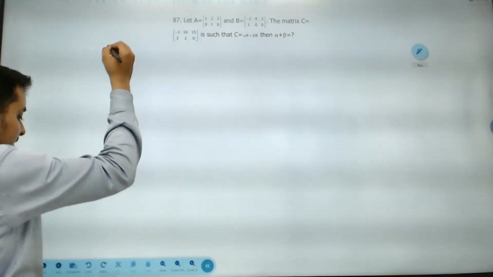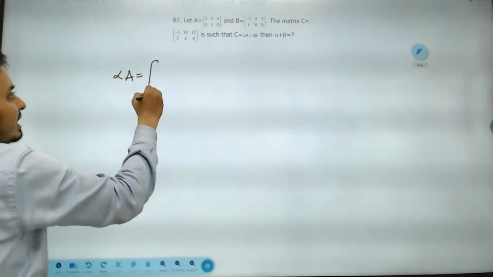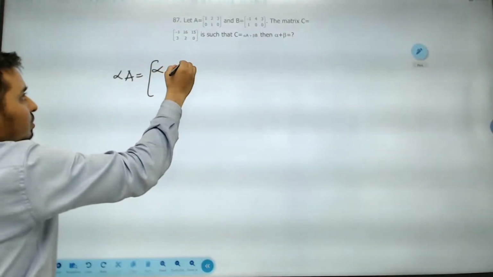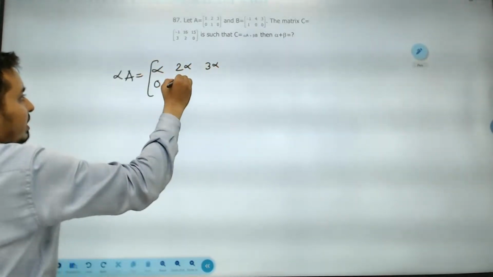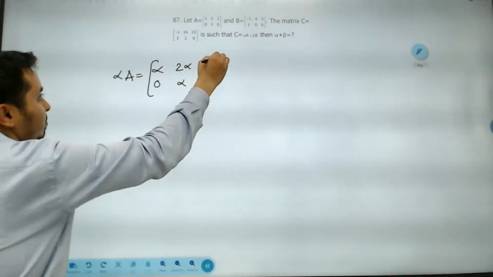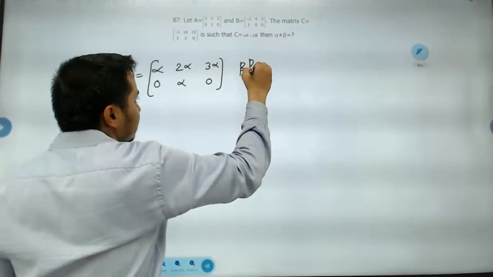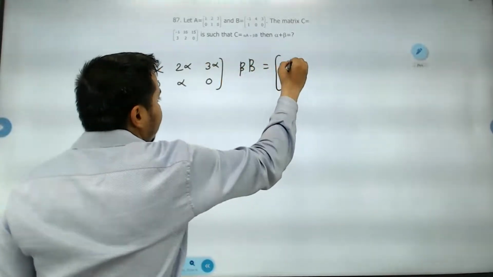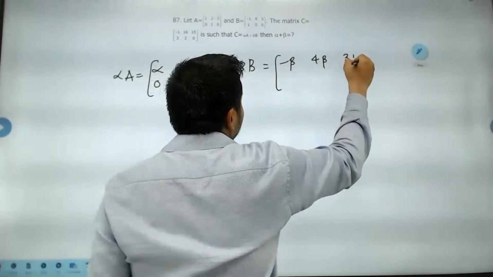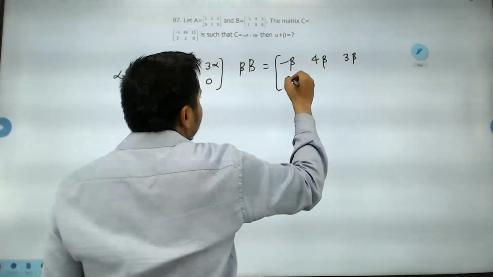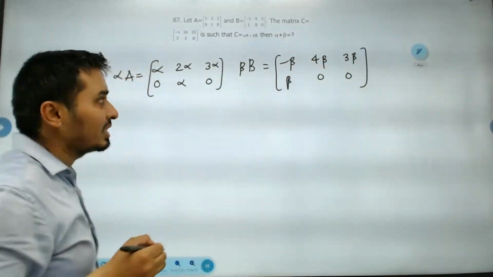So let's do it. For alpha A, we'll be multiplying every number here by alpha. So we'll get alpha, 2 alpha, 3 alpha, 0 into alpha is 0, 1 into alpha is alpha, 0 into alpha is 0. And beta B is minus beta, right? 4 beta, 3 beta, beta, and 0, 0. Alpha A plus beta B is C.